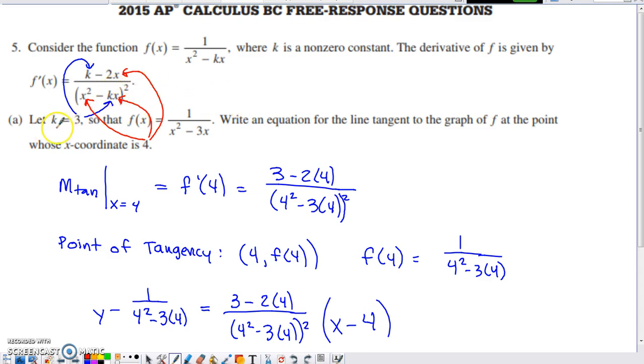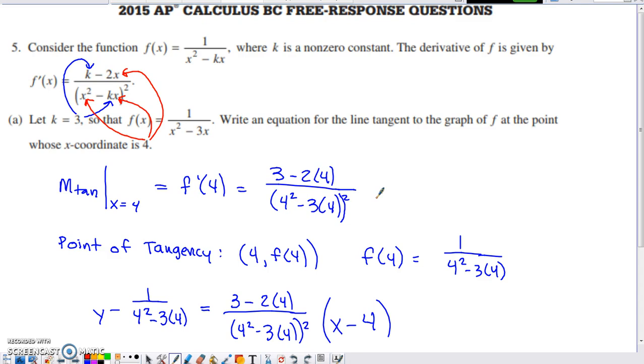If you look at part A, they tell us that k is going to equal 3, so that our function looks like this, right? They just put 3 in place of that k for us, so that was kind of nice. Write an equation for the line tangent to the graph of this function at the point whose x-coordinate is 4. So you're building the equation of a tangent line.